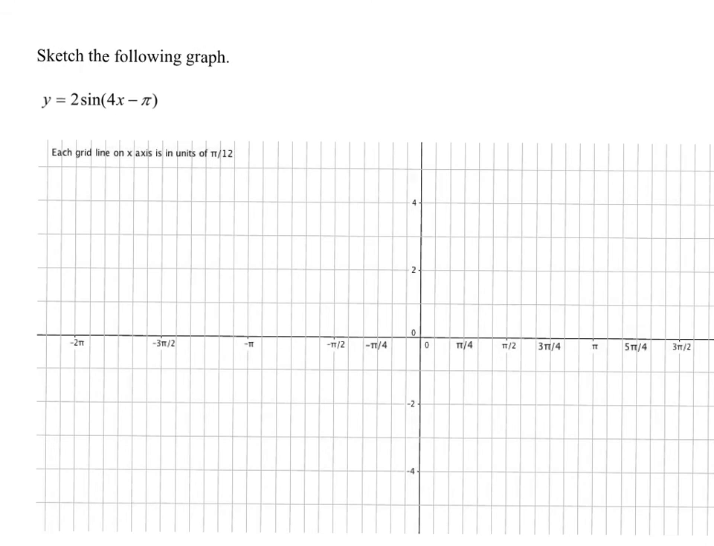So we want to graph the function y equals 2 times sine of 4x minus pi. And it's going to be very important that you pay attention to the fact that each grid line is the unit pi over 12. And that'll come into play when we finally graph the function. So we're going to go ahead and use the directions from section 1 helping us graph the function.